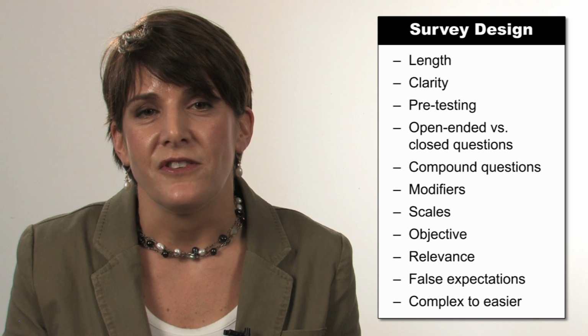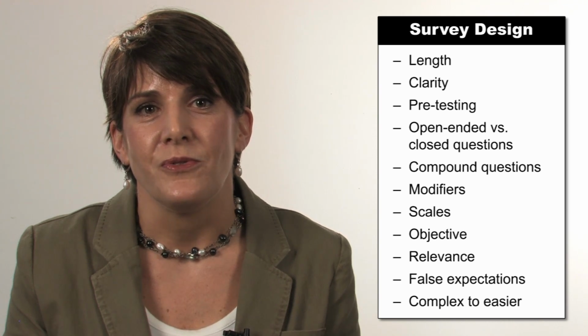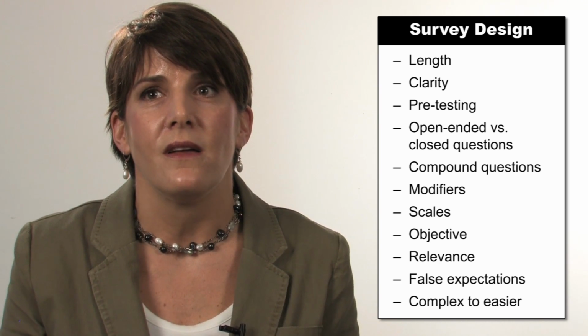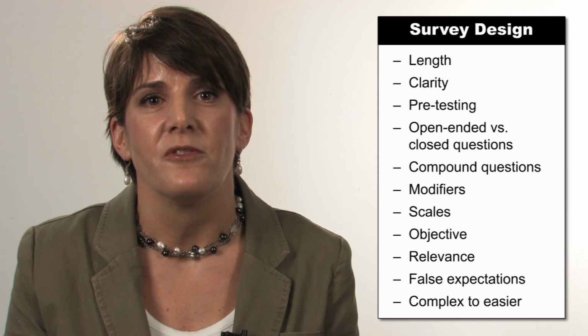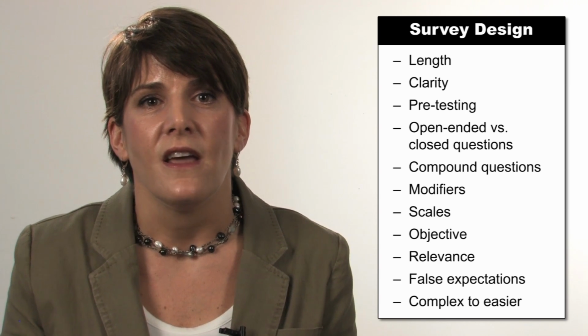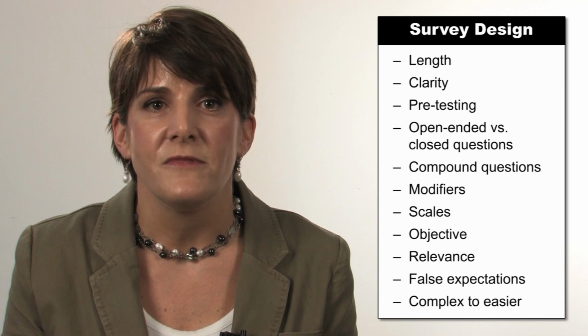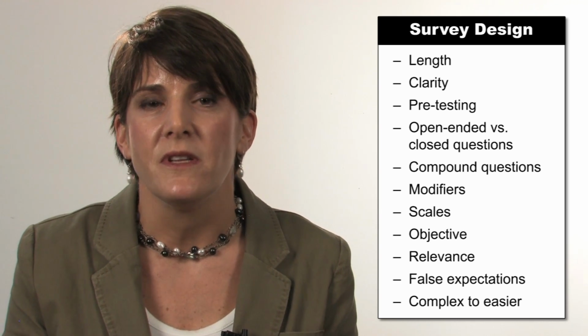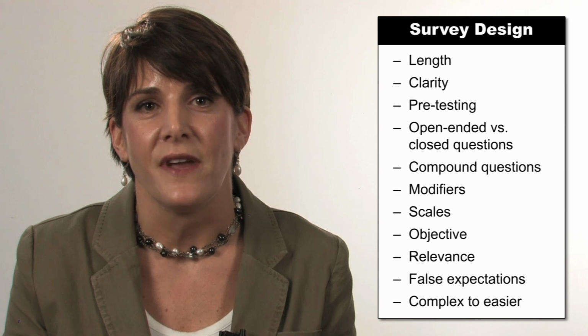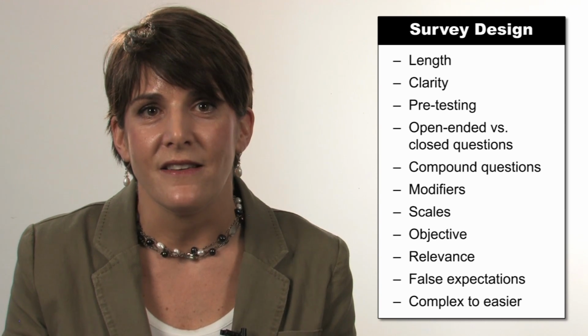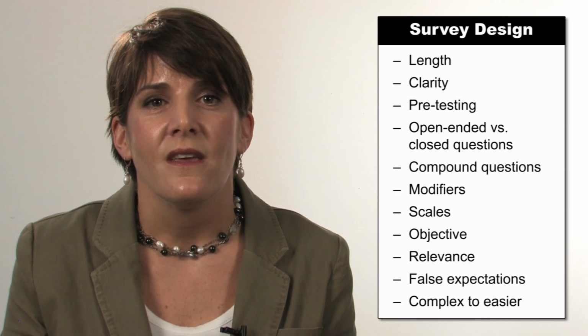Looking at compound questions, a common mistake is to look at two features of something that you're asking about. For example, asking if parents believe that the food is healthy and tasty. So parents may believe it's healthy but not tasty, and so they're not sure how to answer that question, and you can't rely on the data as being valid.